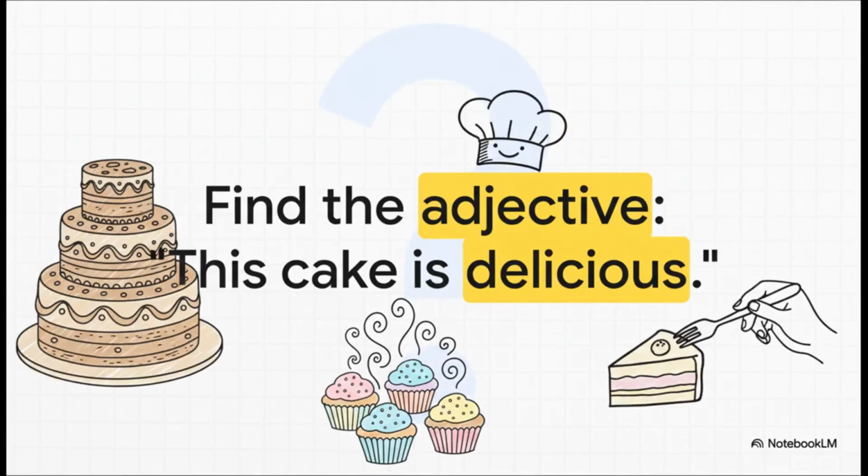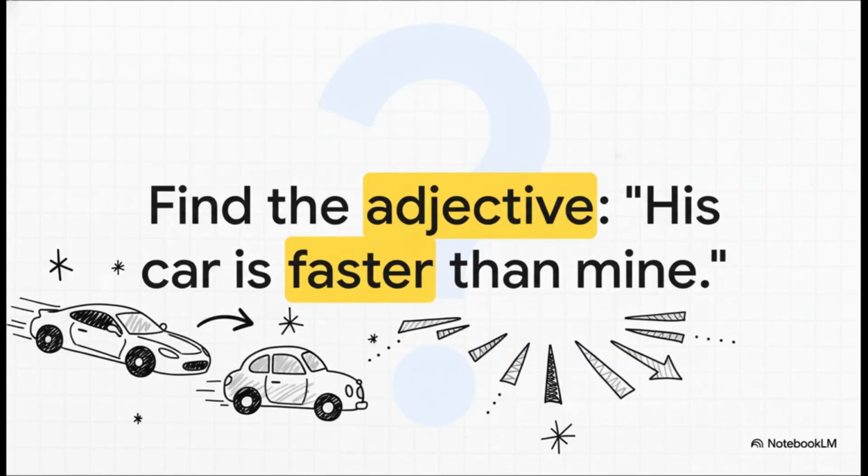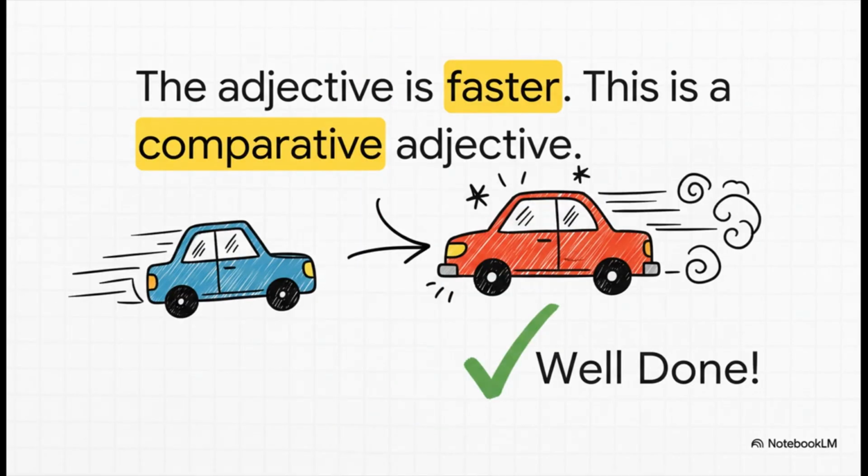Let's keep going. This cake is delicious. Where's the descriptive word? Of course. Delicious. That's an opinion adjective telling us about the quality of the cake. Okay, this one's a little trickier. His car is faster than mine. Can you spot it? And the answer is faster. That's one of our comparative adjectives, comparing the 2 cars.